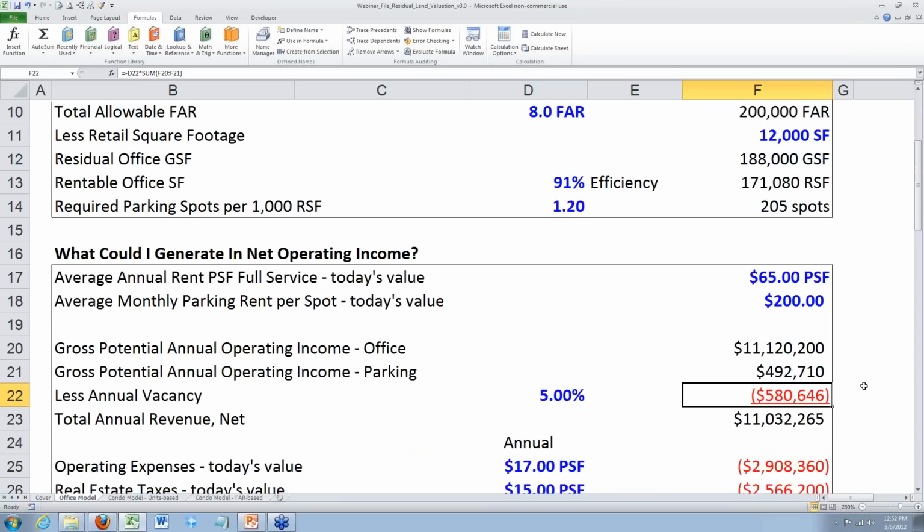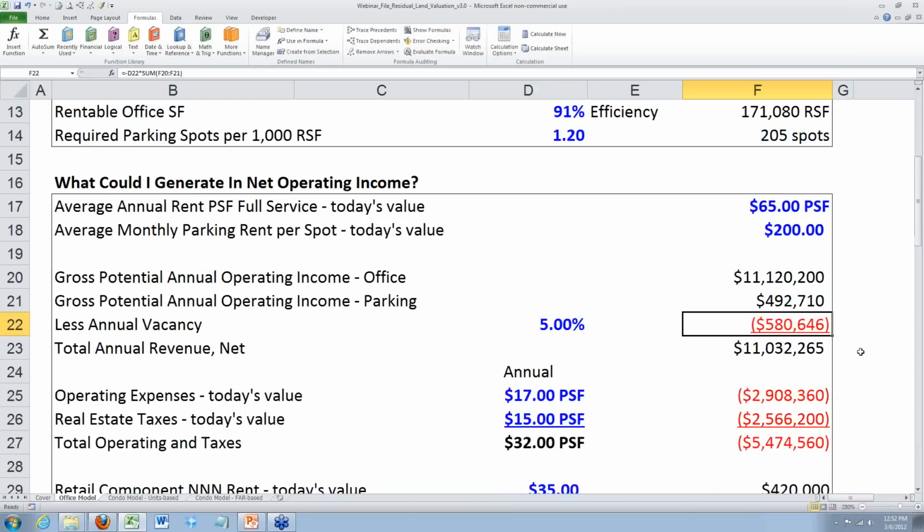Okay, and then I can back out some sort of systemic vacancy across both of those. And this is going to tell me that my total annual revenue is roughly, for this building, again, if I could snap my fingers, this building would generate roughly $11 million a year in revenue.